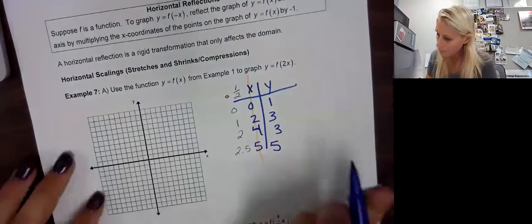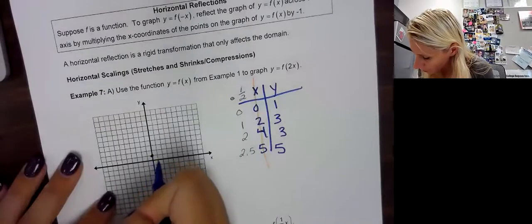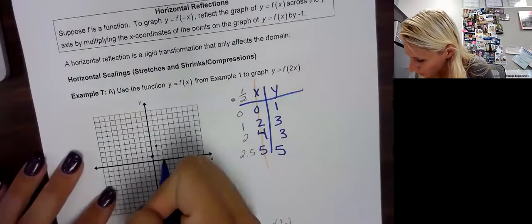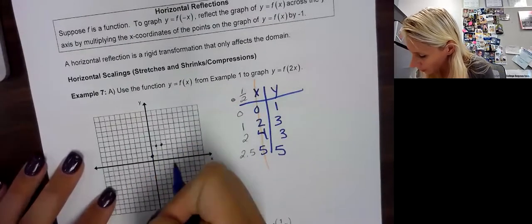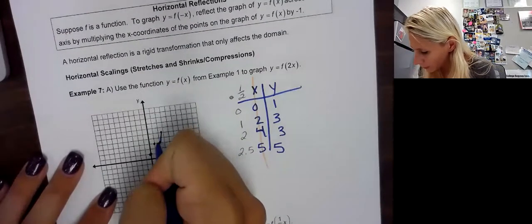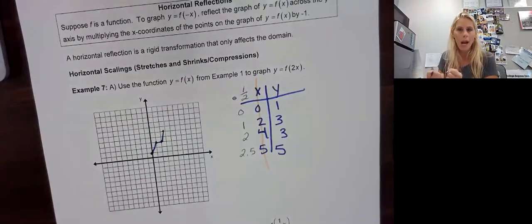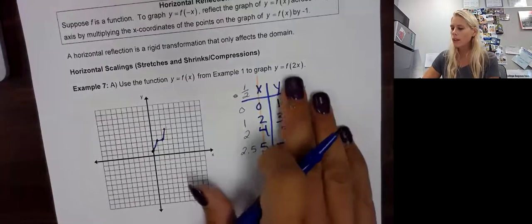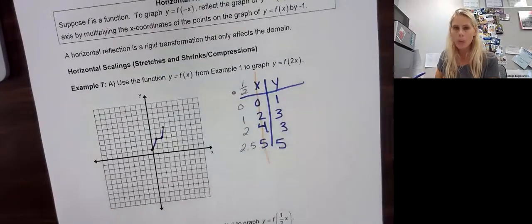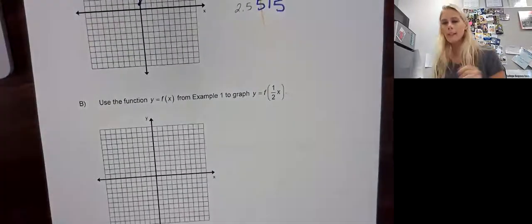And here we would get 0, 1, 1, 3, 2, 3, 2.5, 5. So as you can see here for the horizontal, it actually shrunk. So it's the opposite to what we see. Even though it's 2 and we expect it to get bigger, it's on the inside, so it gets smaller, so it's a shrink.